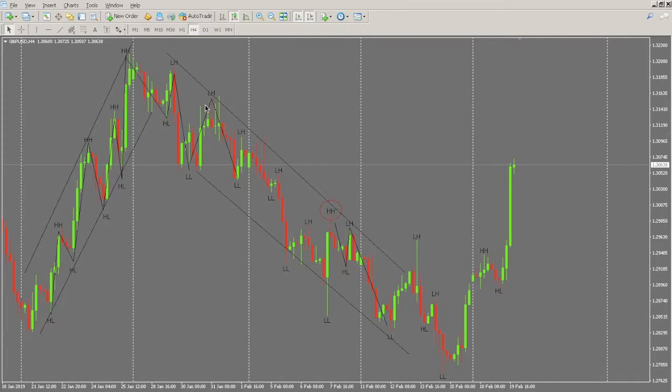Same thing with the lower lows and lower highs and lower lows. Always make sure you get more than a pair. At least I would wait to see 2 lower highs and 2 lower lows before I identify a trend as a downtrend. And same thing, I would wait for at least 2 higher highs and 2 higher lows before I identify a trend as an uptrend.